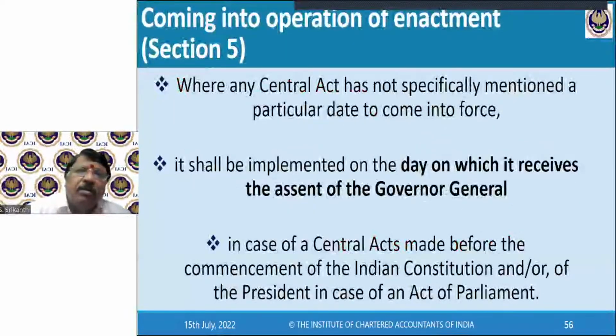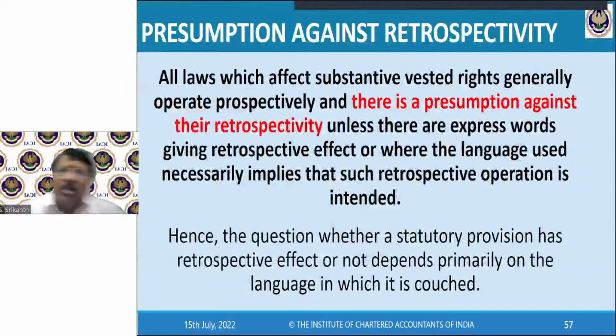Now I'm coming into operation. What is it that you don't understand in prospective and retrospective? Prospective means future, from the effective date onwards. Retrospective means past. So an act will always operate in future. It cannot be made operative to the past.